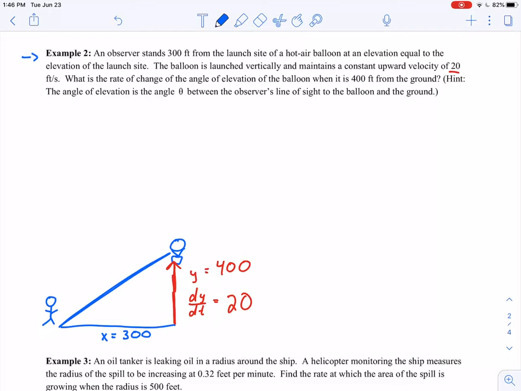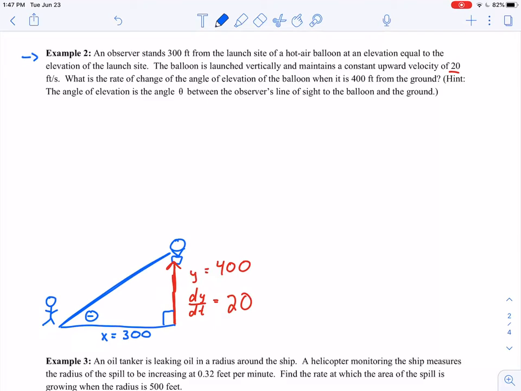So that means that this right here is my theta. I actually just created a little right triangle. And we'll see right triangles pop up a lot in this section, just because right triangles have a lot of neat relationships that we can utilize when we're writing equations. So okay, I've got just about everything laid out.